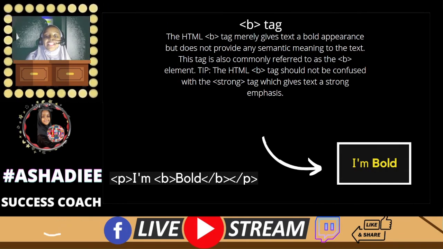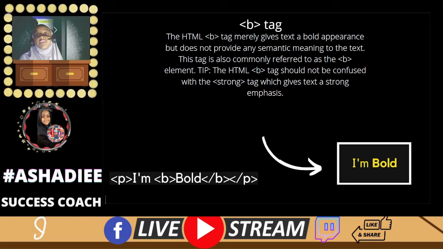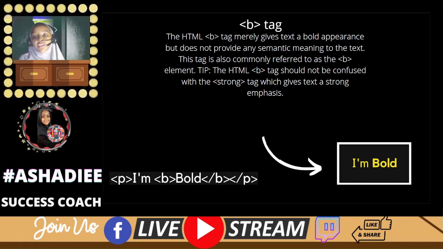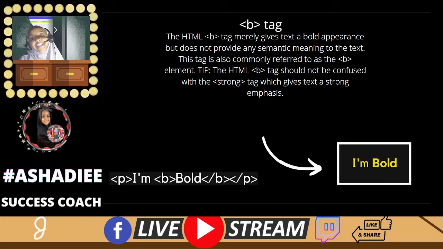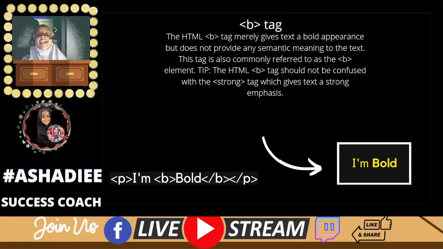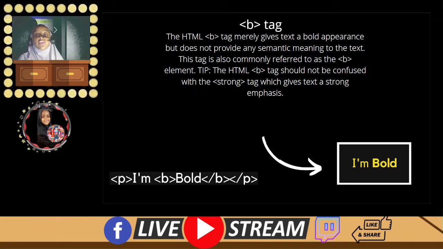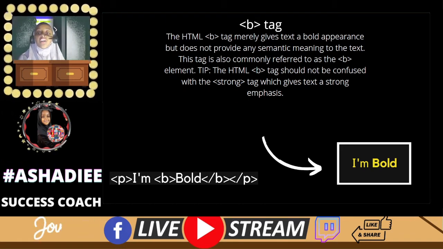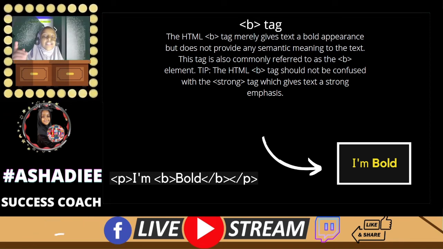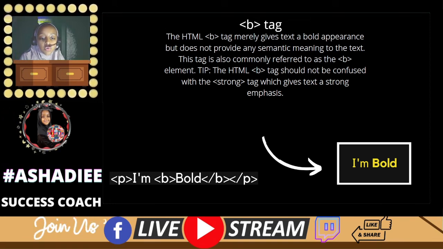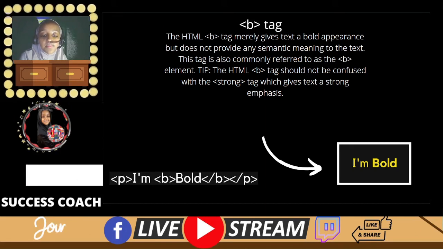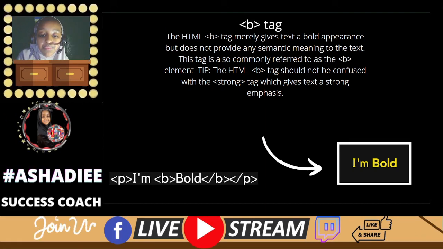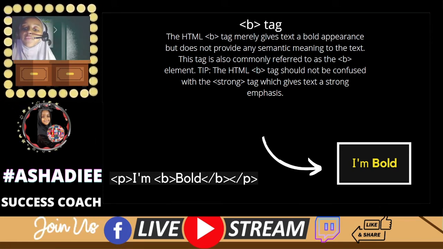Okay, B tag. The HTML B tag merely gives text a bold appearance, but does not provide any semantic meaning to the text. This tag is also commonly referred to as the B element tag. The HTML B tag should not be confused with the strong tag, which gives a strong emphasis. And you can see at the left side of the preview, P tag, Img tag, bold, closing B tag, and then closing P tag. And then the preview is on the right.